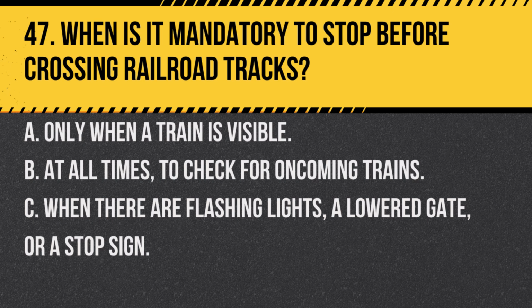Question 47. When is it mandatory to stop before crossing railroad tracks? A. Only when a train is visible. B. At all times to check for oncoming trains. C. When there are flashing lights, a lowered gate, or a stop sign. Answer: C. When there are flashing lights, a lowered gate, or a stop sign. These signals indicate that a train is approaching and crossing is unsafe.